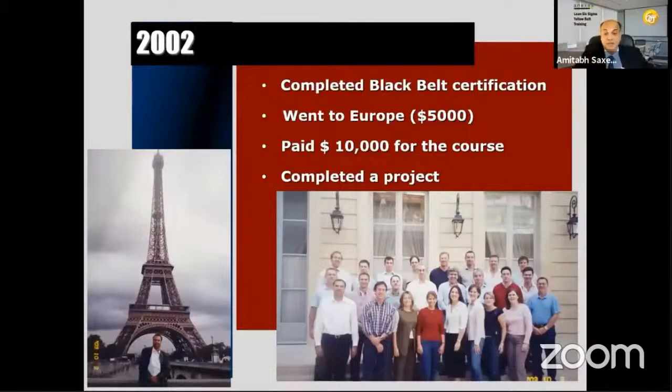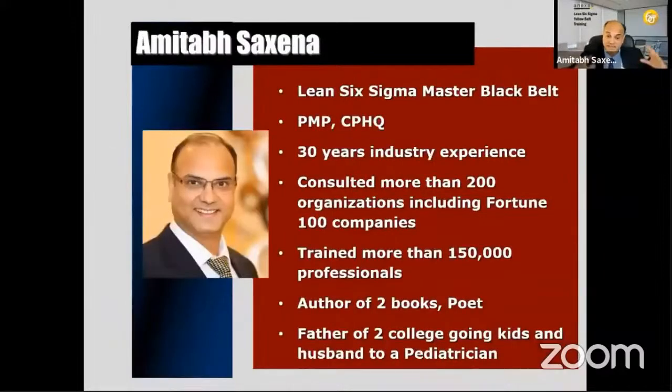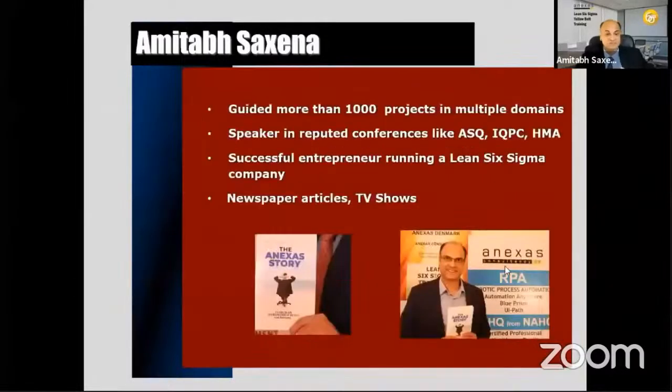And today, as I stand before you, I'm a Lean Six Sigma Master Black Belt, PMP, CPHQ, with 30 years of industry experience, consulted more than 200 organizations, including Fortune 100 companies, trained more than 150,000 professionals, author of 2 books, and also a poet, and father of 2 college-going children, and husband to a pediatrician. Okay.